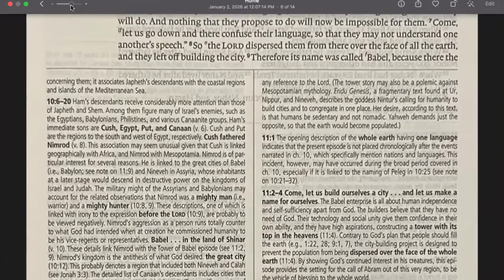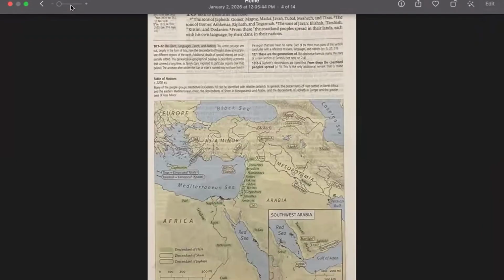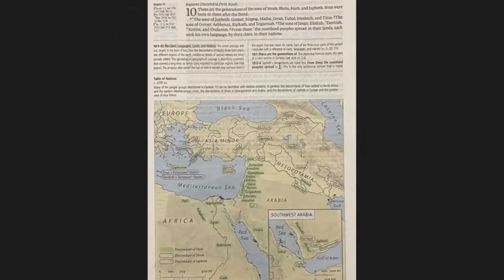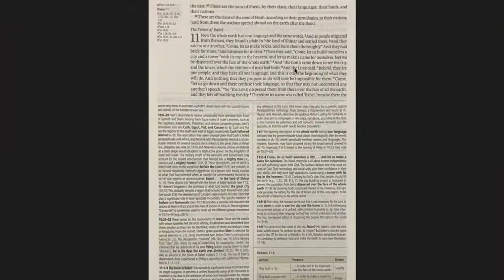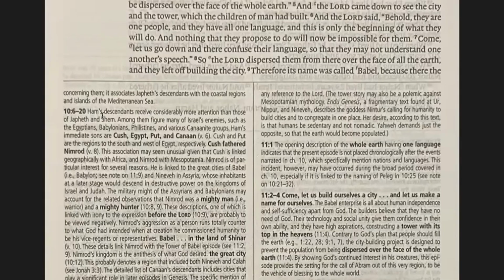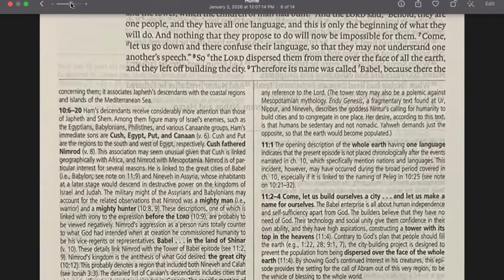Okay, so let's finish the sentence. Sorry. So the note here at the end of chapter 5: Japheth's descendants from the coastland peoples are listed first. From these, the coastland people spread, verse 5. This is the only additional remark that is made concerning them. It associates Japheth's descendants with the coastland regions and islands of the Mediterranean Sea. Okay. All right, now to Ham's descendants.